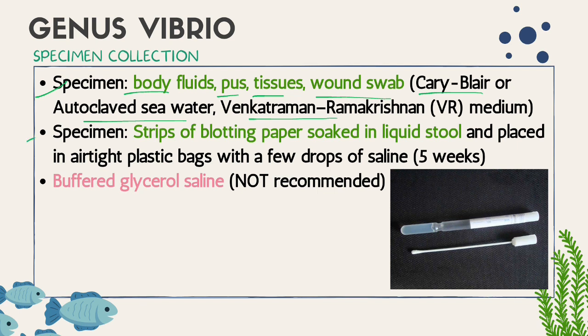If, for example, we receive a stool specimen or fecal specimen, we can use blotting paper or strips of blotting paper and soak it in the liquid stool and place it in airtight bags with a few drops of saline. Usually, with this method, we can increase the viability of Vibrio species for up to 5 weeks. Just take note that buffered glycerol saline is not recommended for the enrichment or for the transport of Vibrio because glycerol is toxic to most of the enteric pathogens, specifically your Vibrio.